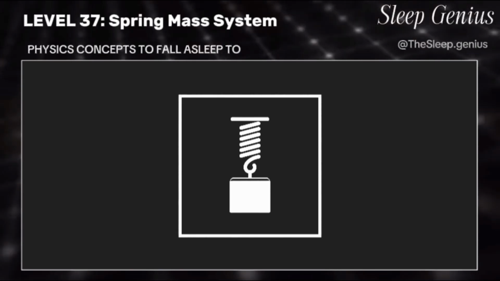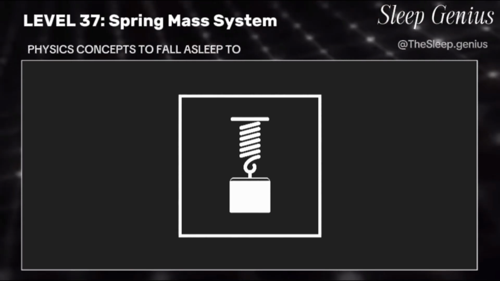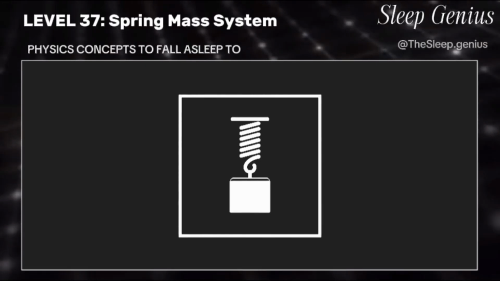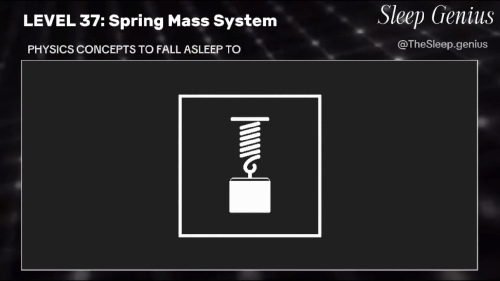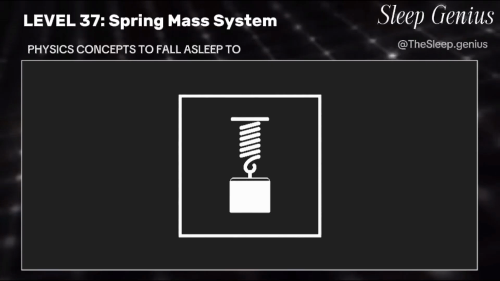Oscillations are regular and predictable. The period depends on the mass and spring stiffness, creating repeating cycles. This system demonstrates how forces and energy interact. It teaches balance, timing, and the principles of simple harmonic motion, applicable in many natural and engineered systems.